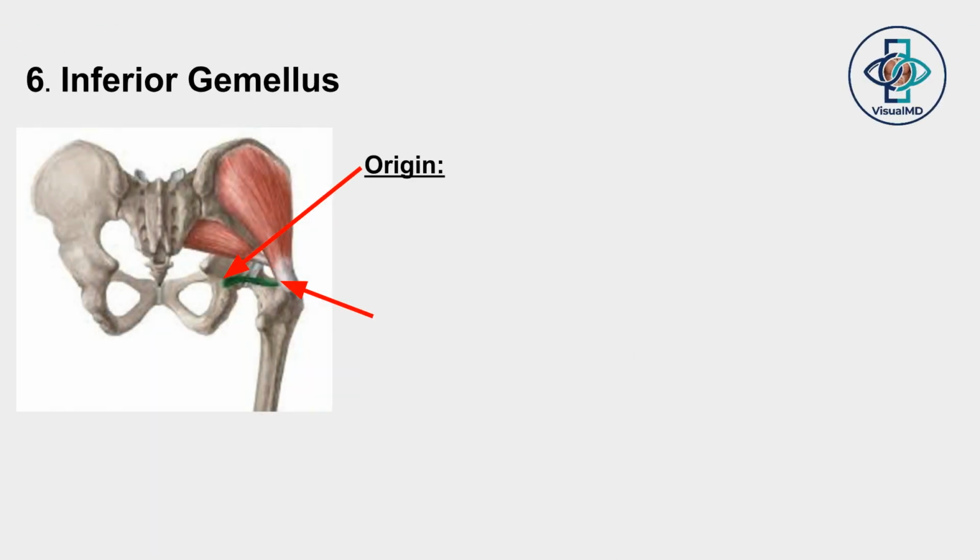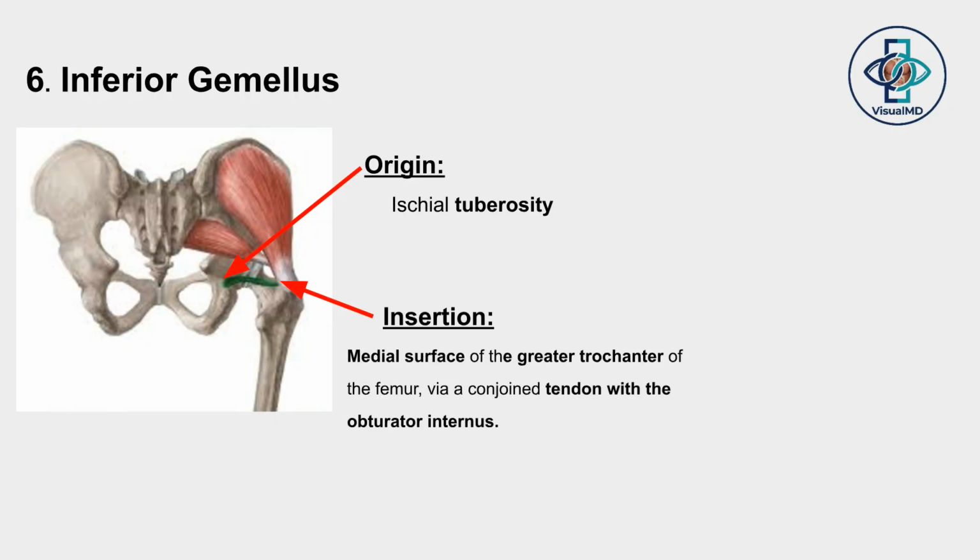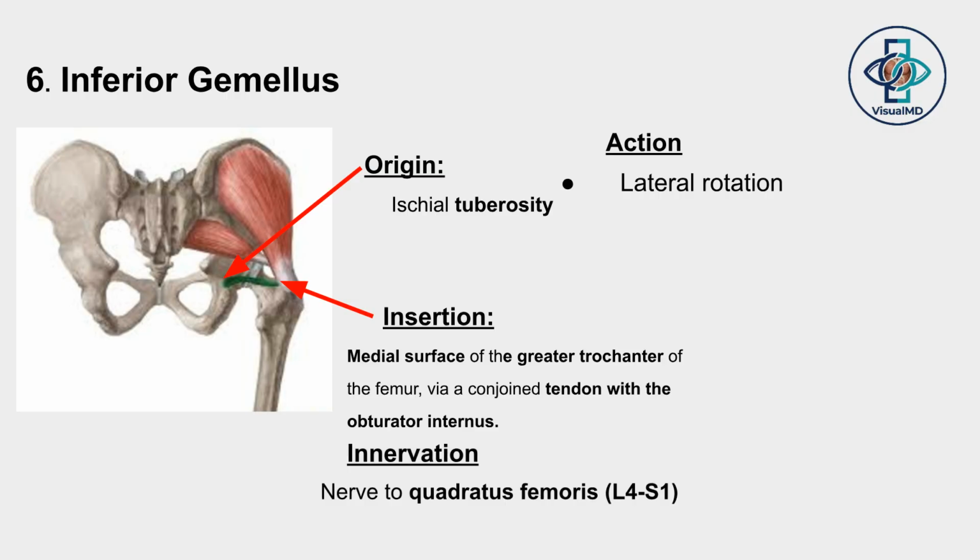Inferior gemellus. Inferior gemellus originates from the ischial tuberosity and inserts onto the medial surface of the greater trochanter via a conjoined tendon with the obturator internus. Its action is lateral rotation, innervated by the nerve to quadratus femoris. It is small and located below the obturator internus.